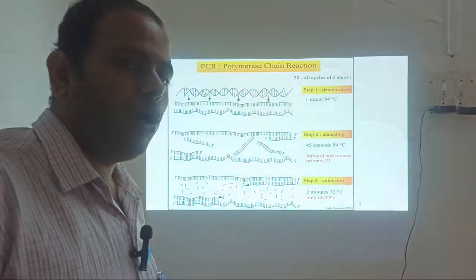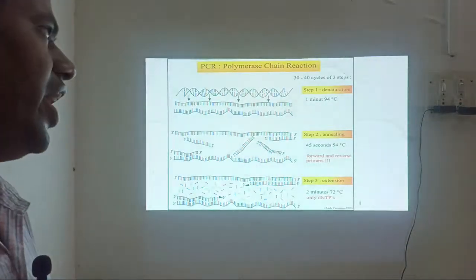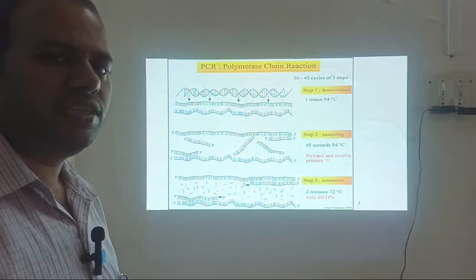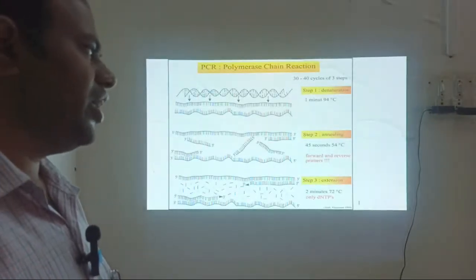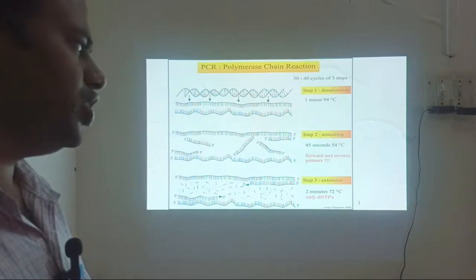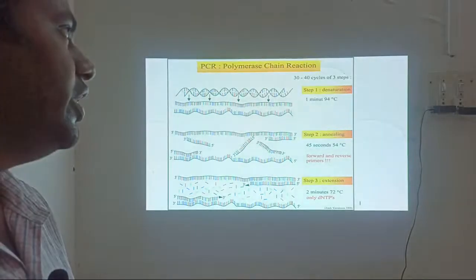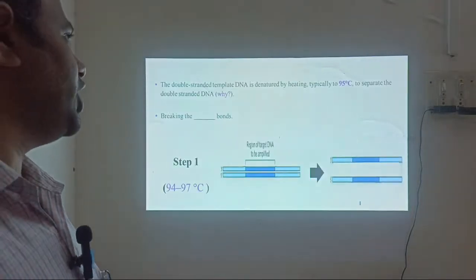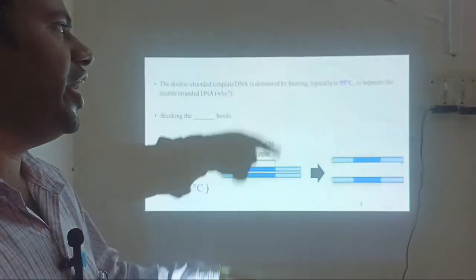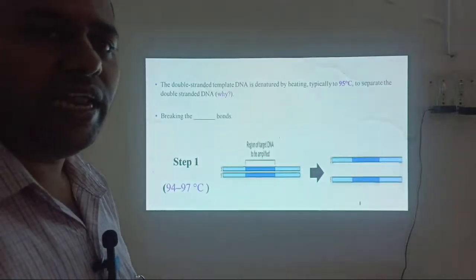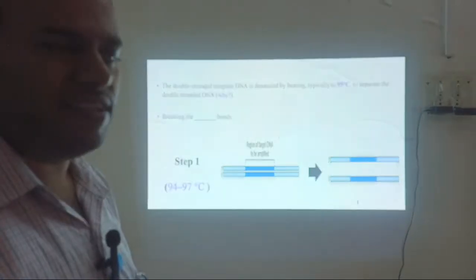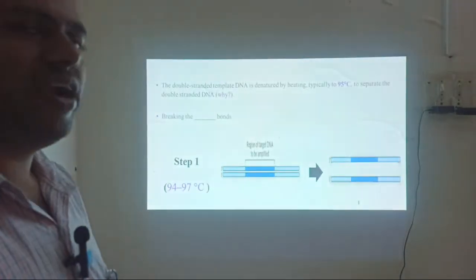So this is the overall PCR reaction. This happens in around three steps: denaturation, annealing, and extension. There are different temperatures for annealing and the other steps. So let's see each step in detail. The first step is denaturation. The double-stranded DNA is denatured by heating, and the heating is typically done at 95 degrees Celsius to separate the double-stranded DNA.